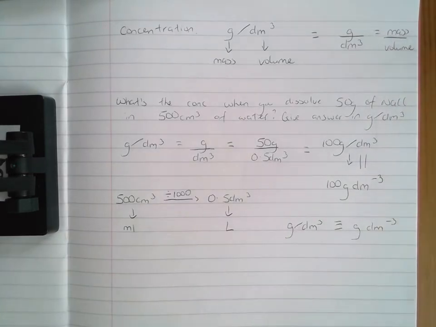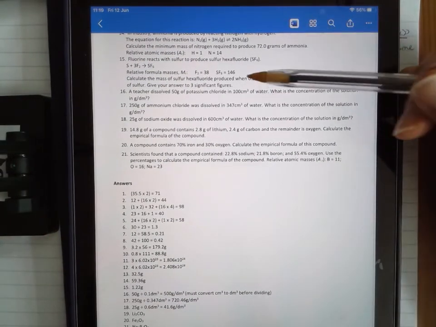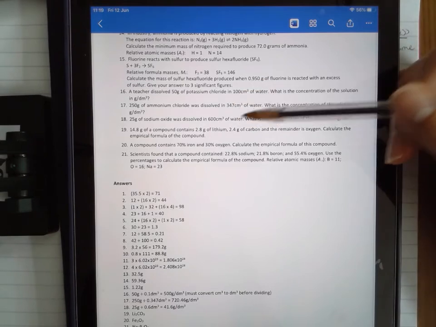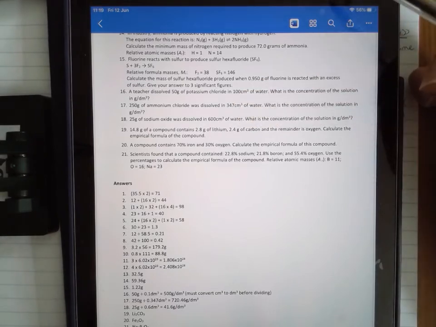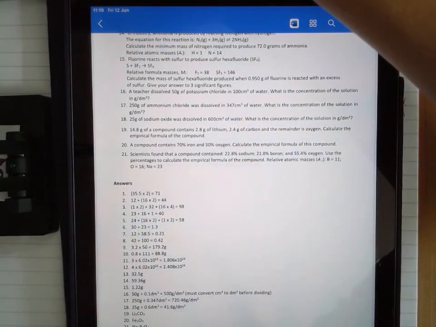Have a go with some concentration questions. Remember to convert and then divide. So do questions 16, 17 and 18 in your revision guide. Press pause, do the questions, and then press play.